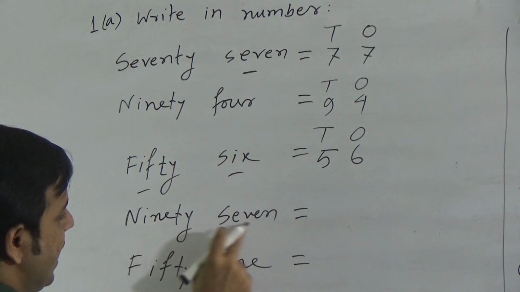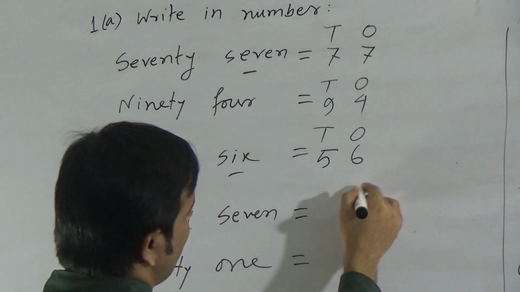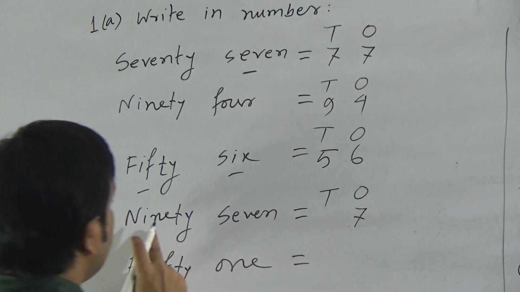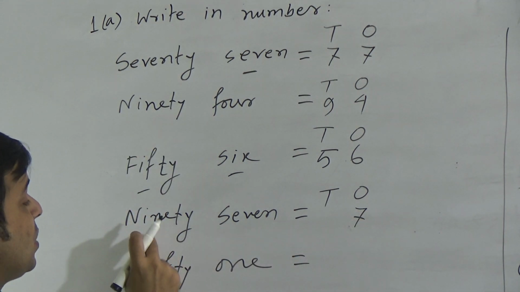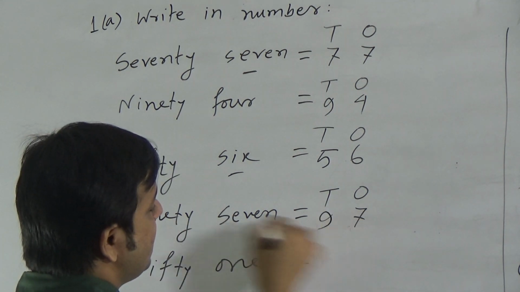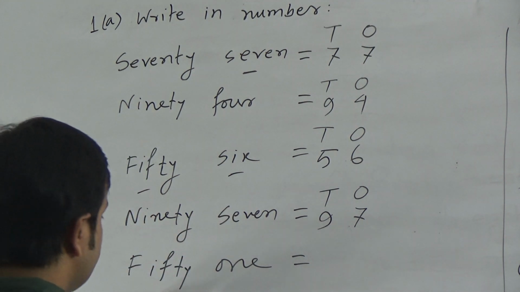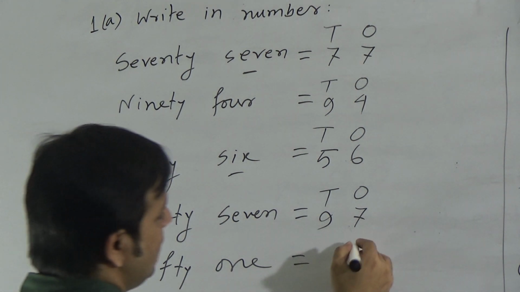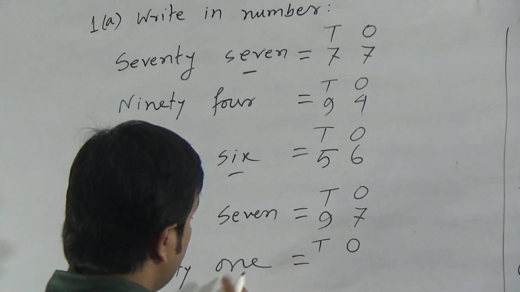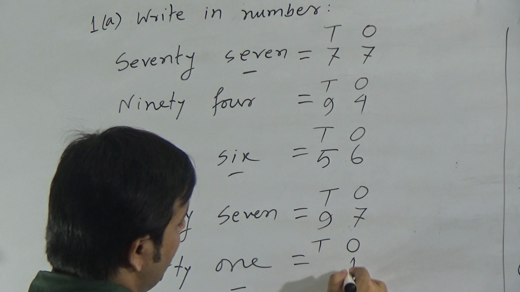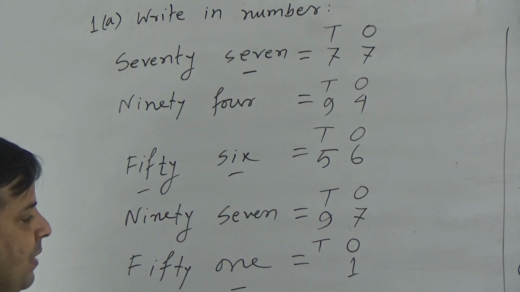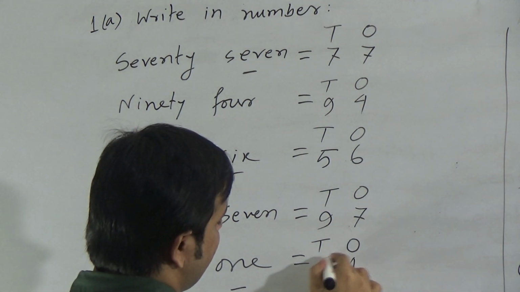Next number is 97. Here ones place, tens place. 7 will be in ones place, and as this is 90, so 9 will be in tens place. Okay, next number 51. 1 will be in ones place, and to write 50 we need 5 in tens place. So we have to write 5, 1.